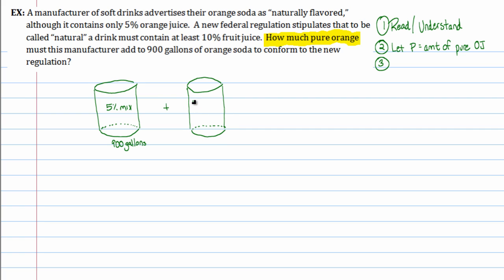So this is pure. And by the way, pure orange juice is not mixed. It's 100% pure. And we just don't know how many gallons of that. We have P gallons of this that we're going to mix in there. We have no idea how many gallons that is though.